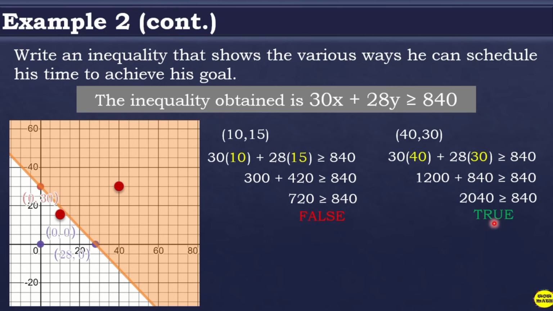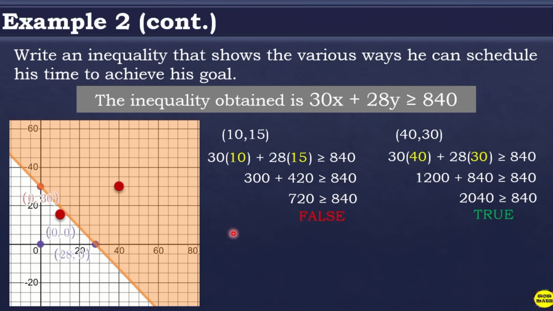So, as you can see, true siya, andun siya sa shaded region. That means part siya ng solution. So, ano ibig sabihin nito? Pwede siya mag-work ng 40 hours dun sa first job niya and then 30 hours dun sa second job. Okay, yun po ang ibig sabihin po nun. So pwede siya mag-work ng 40 hours dun sa first job and then 30 hours dun sa second job niya. Okay, kasi kikita siya ng minimum of 840 pesos.